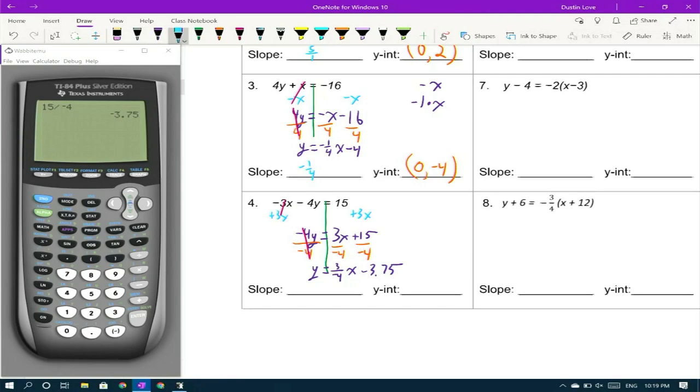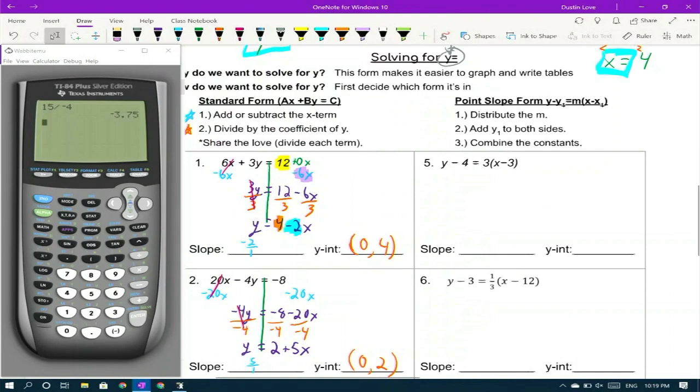So my slope is negative 3 over 4. And my y-intercept is (0, negative 3.75). Oh, by the way, make sure you're always writing your points with parentheses around them and a comma in the middle. Good, solid habit to get into.